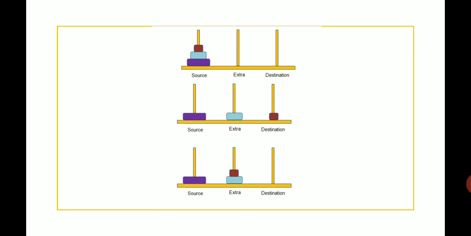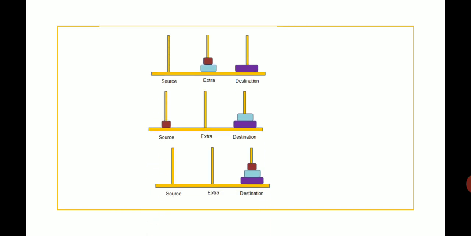First step, the smallest disc is moved to destination. Second step, the blue disc is moved to the extra. Now, next step, again the smallest disc is moved to the top of the blue disc, as we know that we can place a smaller disc on top of a bigger disc and we can move only one disc at a time. Next one.